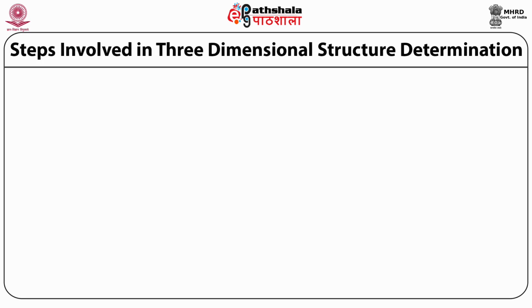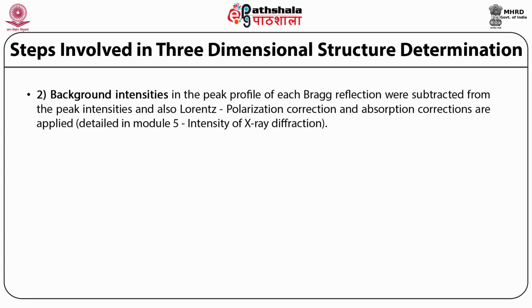As we have seen before, the first step in three-dimensional structure determination is to crystallize the molecule and get a single crystal of dimension 0.2 millimeter and collect the data. Then, once you collect the data, the background intensities in the peak profile of each Bragg reflection have to be subtracted from the peak intensities, and you have to apply corrections like Lorentz and polarization factor, and also absorption corrections, about which you are familiar from module 5.